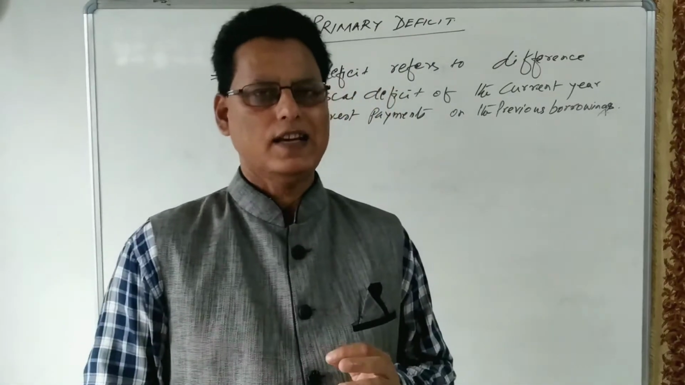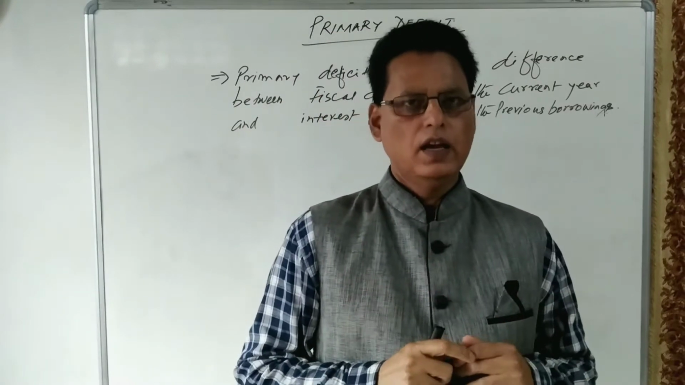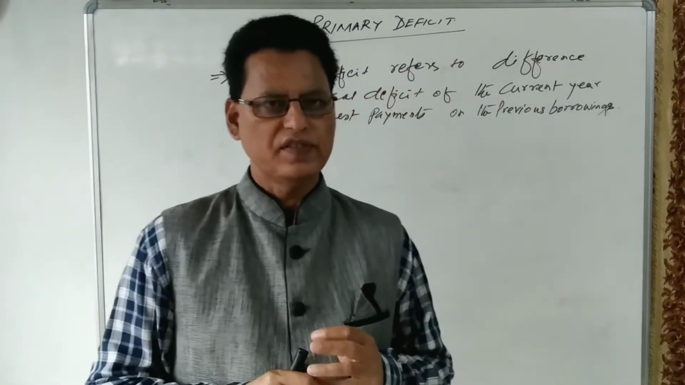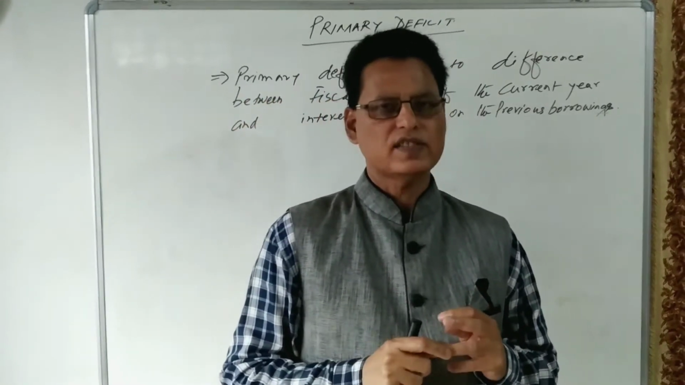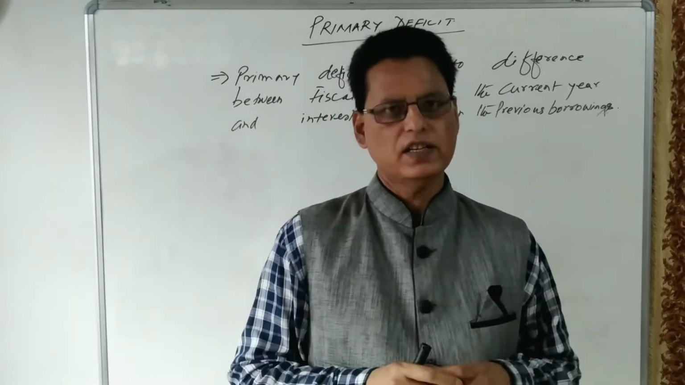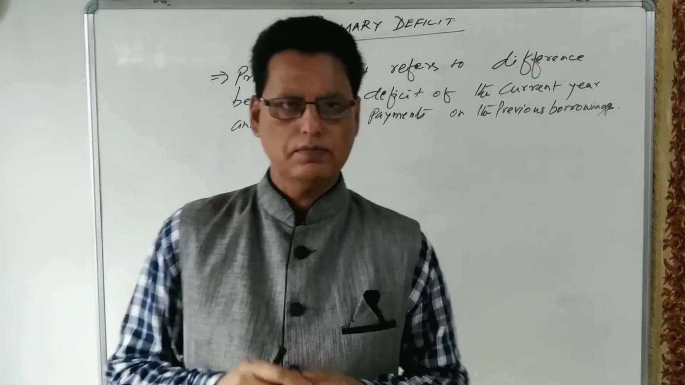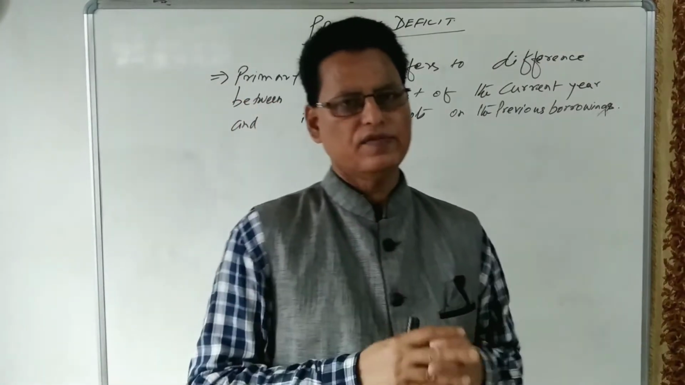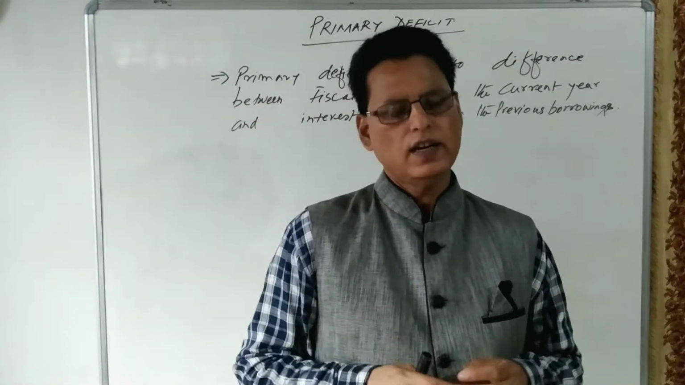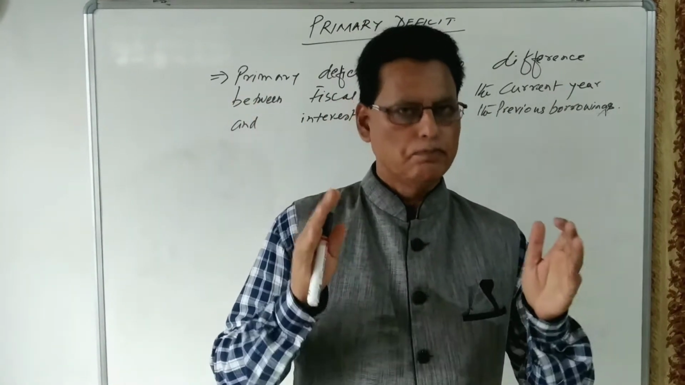In the previous classes, we have already discussed that budgetary deficits are of three types. The first one is the revenue deficit, the second one is the fiscal deficit, and the third one is the primary deficit. At first, we saw that the revenue deficit is the difference between total revenue expenditure and total revenue receipts. Whereas fiscal deficit is equal to total expenditure minus total receipts, excluding borrowings. It means fiscal deficit is equal to borrowings.